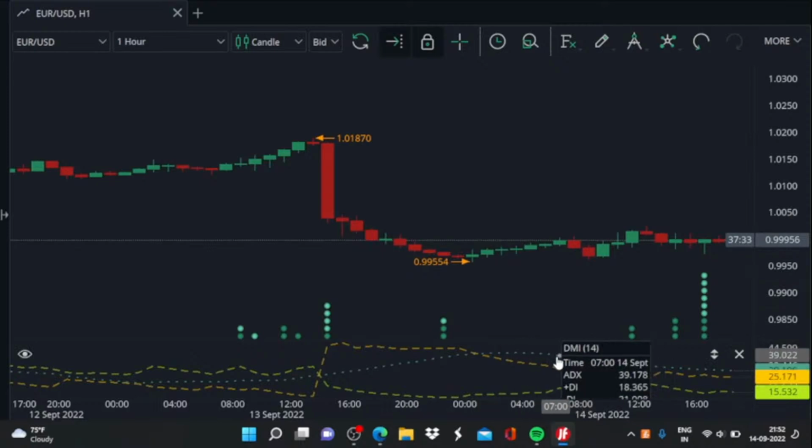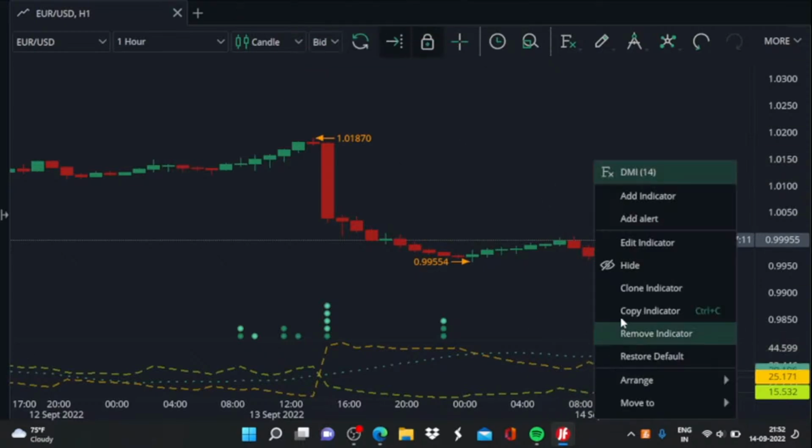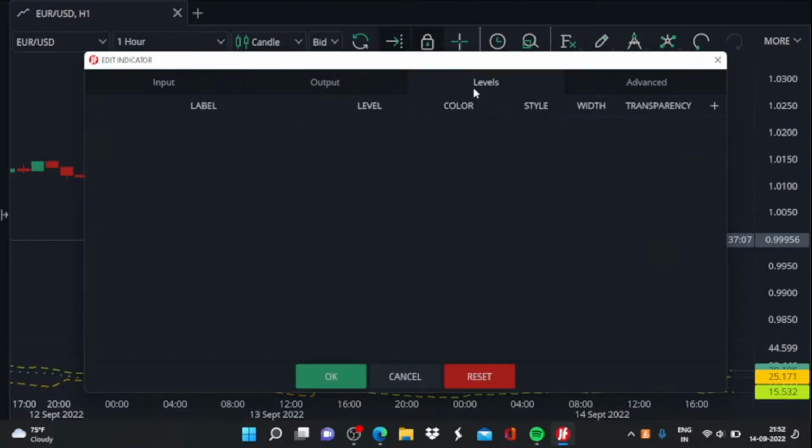Of course, the prominence of the indicator has decreased as I have opted for higher transparency. Because of that, it becomes helpful when we have multiple indicators plotted on the same chart. So you can vary the transparency options, and because of that the chart won't look too cluttered to make sense of the price action data. Levels, we don't really have any option in the levels section.